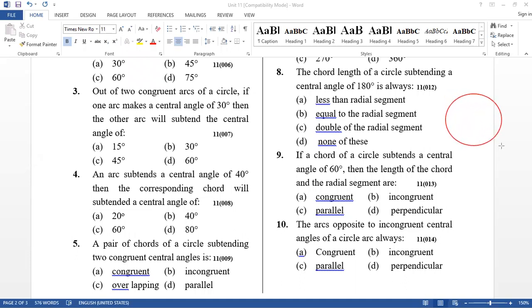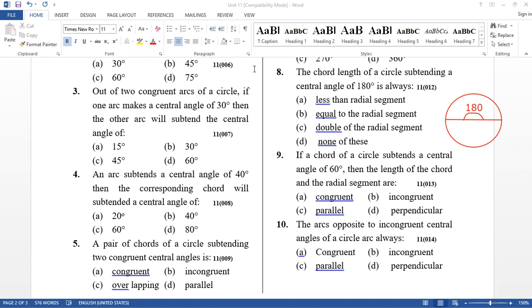This is a very similar question to the one we have just drawn, right? That was the last MCQ. So for the chord length of a circle subtending, we are taking the largest chord, which is called the diameter. And this is making, according to the statement, the central angle of 180 degrees. So which chord is being used for making 180 degrees? Obviously the diameter is being used, and the diameter is 2 times the radial segment.